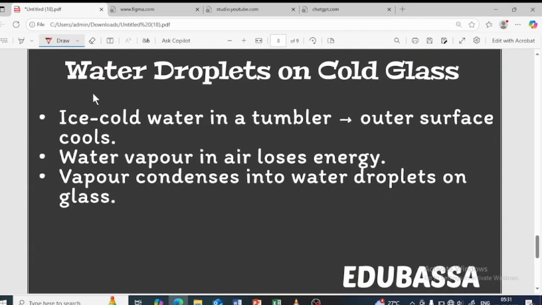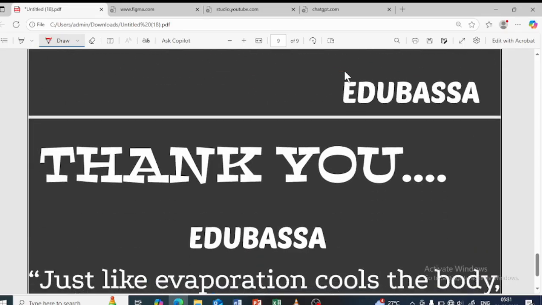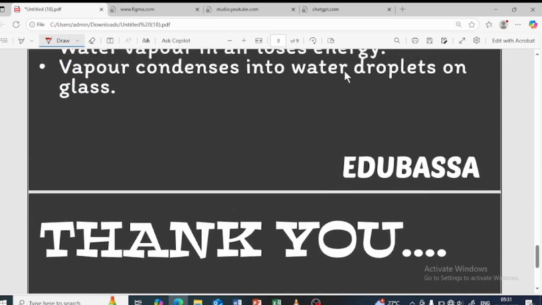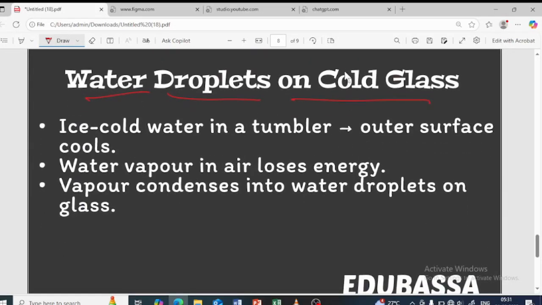So next is about the water droplets on the cold glass. So what happens is nothing but, you will take the water droplet tumbler. Okay, so the tumbler is very cold.